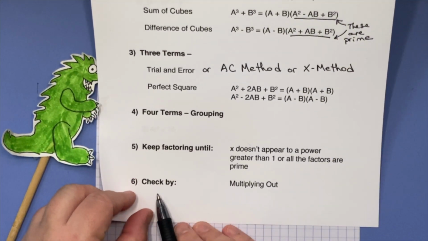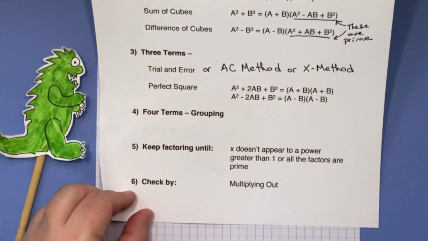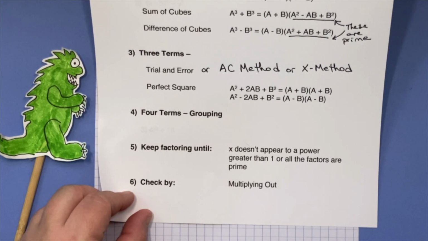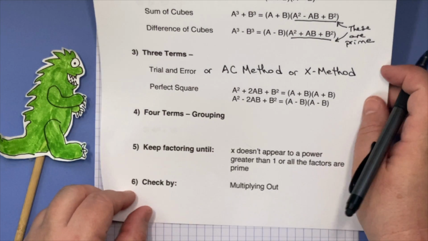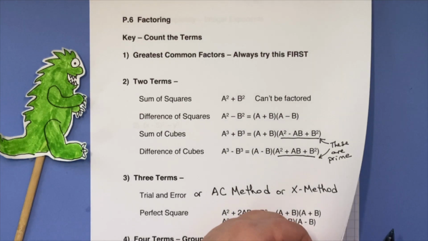And the last thing, you check by multiplying out. So if you're ever not sure, you think you've got a good factorization, but you're not sure, multiply it out using all the techniques of multiplying polynomials. Okay, woohoo! So with this in hand, let's go ahead and try a few examples.